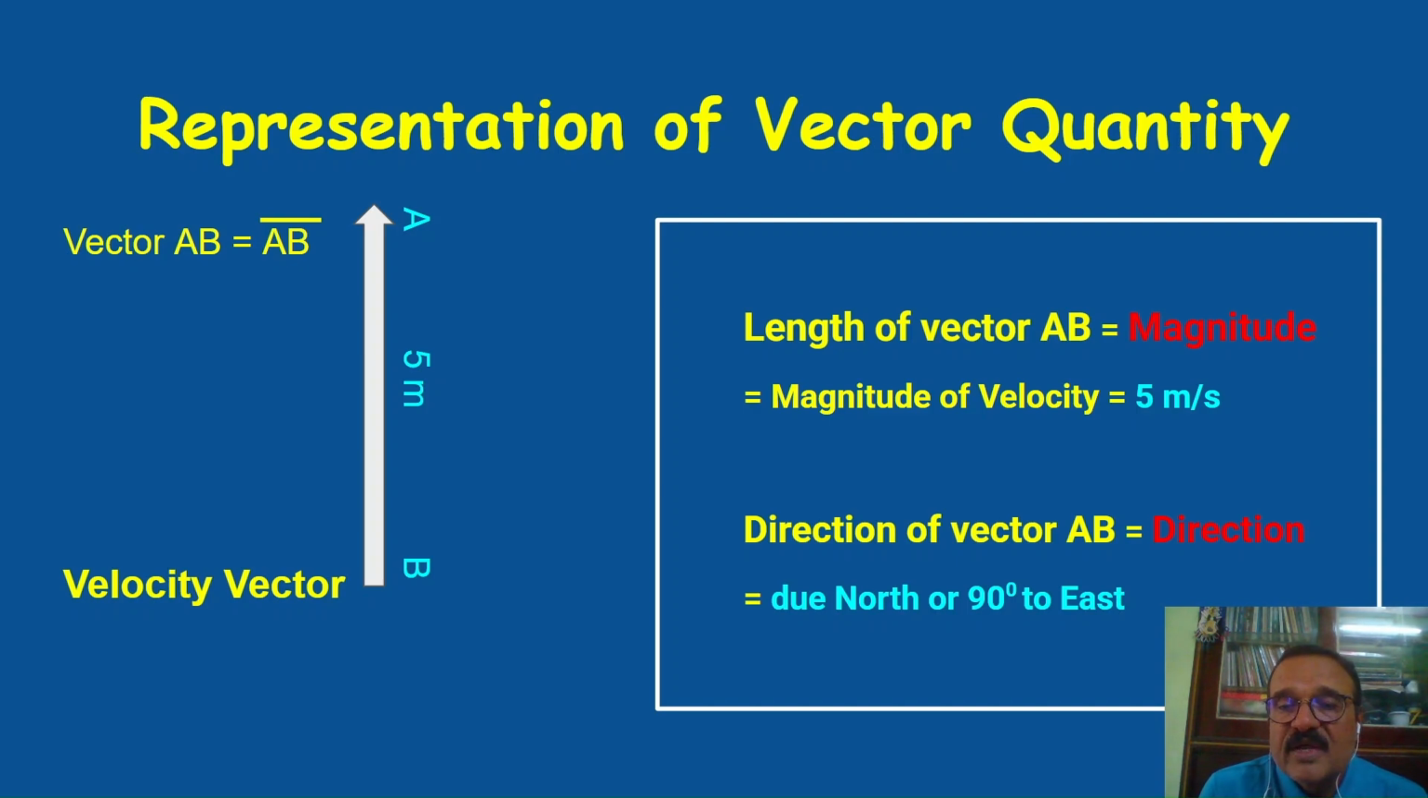Then direction of vector AB is nothing but the direction of velocity, and here the direction is towards north, or we can say it is 90 degrees to east direction.